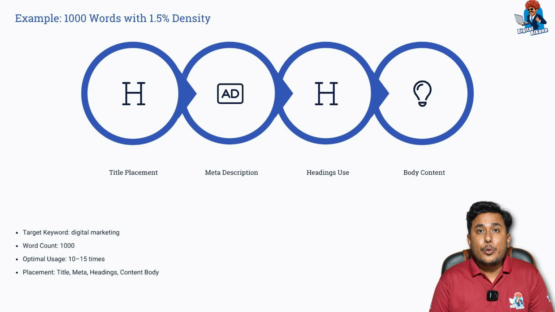Let's say you wrote a 1000-word blog on digital marketing. To keep your keyword density around 1.5%, the term digital marketing should appear around 10 to 15 times, spaced out naturally in the content.